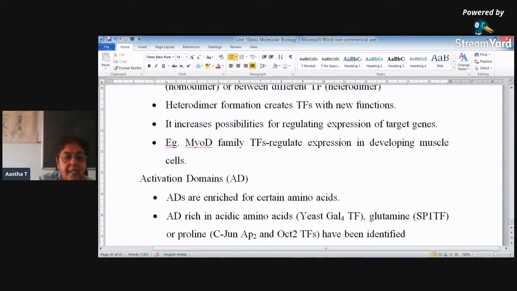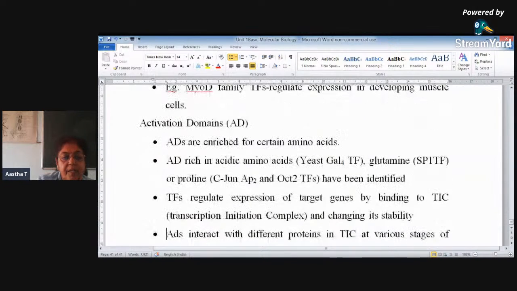Third type is activation domains, ADs. They are enriched for specific types of amino acids. They contain acidic amino acids, like in the Gal4 transcription factor, and there are glutamine-rich and proline-rich transcription factors. So these are rich in that particular amino acid.